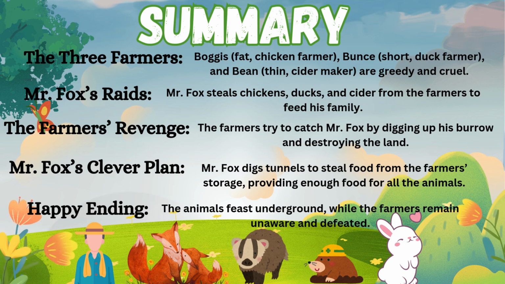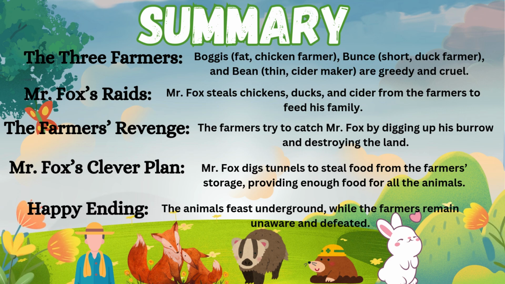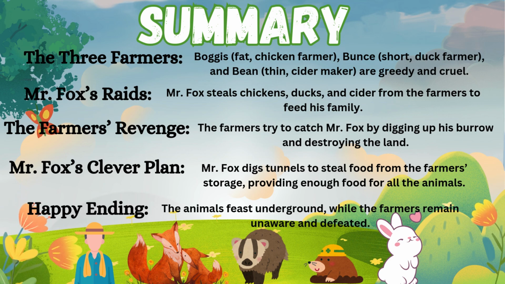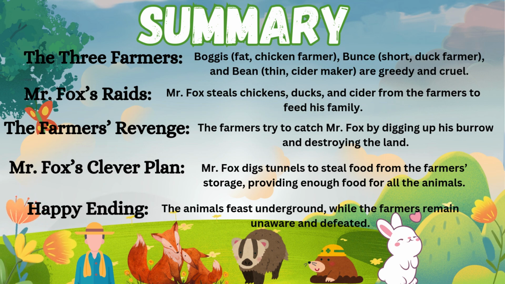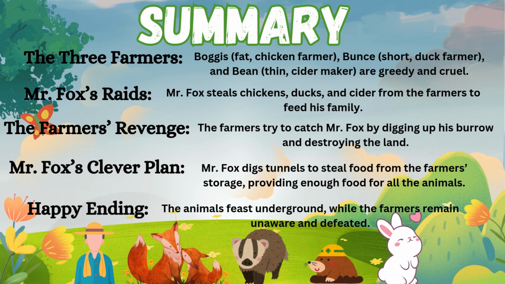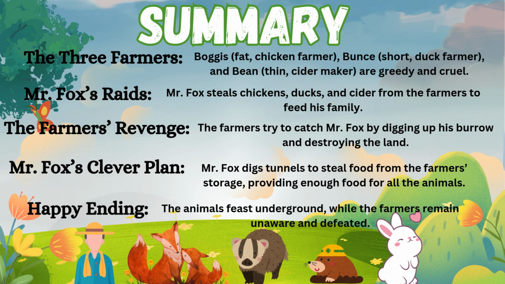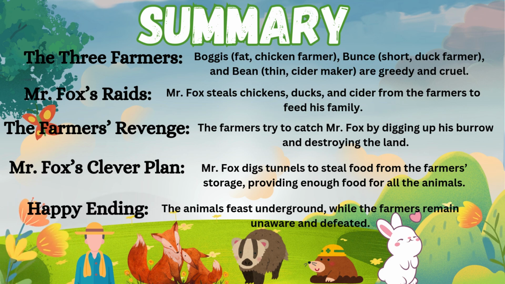One night, they hide near Mr. Fox's burrow and wait with guns. When Mr. Fox comes out, they shoot at him. He manages to escape, but his tail is shot off in the process. Determined to catch Mr. Fox, the farmers take more extreme measures. They bring shovels and start digging up his burrow. Mr. Fox and his family dig deeper into the ground to escape.